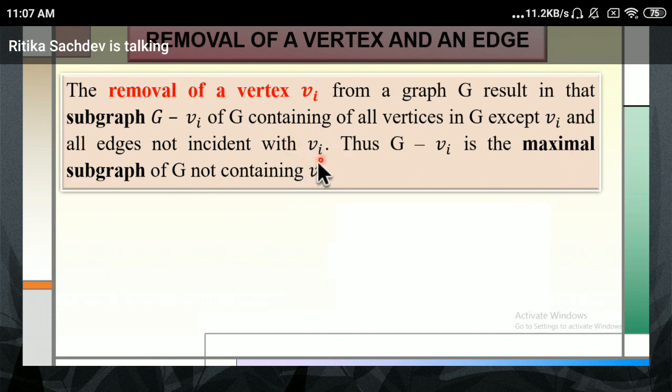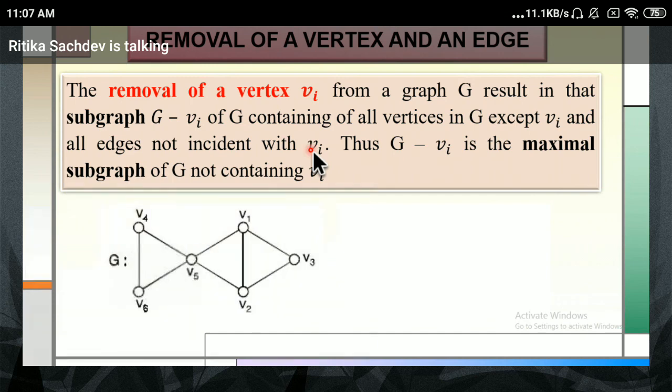So if you are removing only one vertex, then all the edges starting from that vertex or ending at that vertex should be removed, and the remaining full graph has to be taken. And hence we call it a maximal graph, or the maximum possible graph.